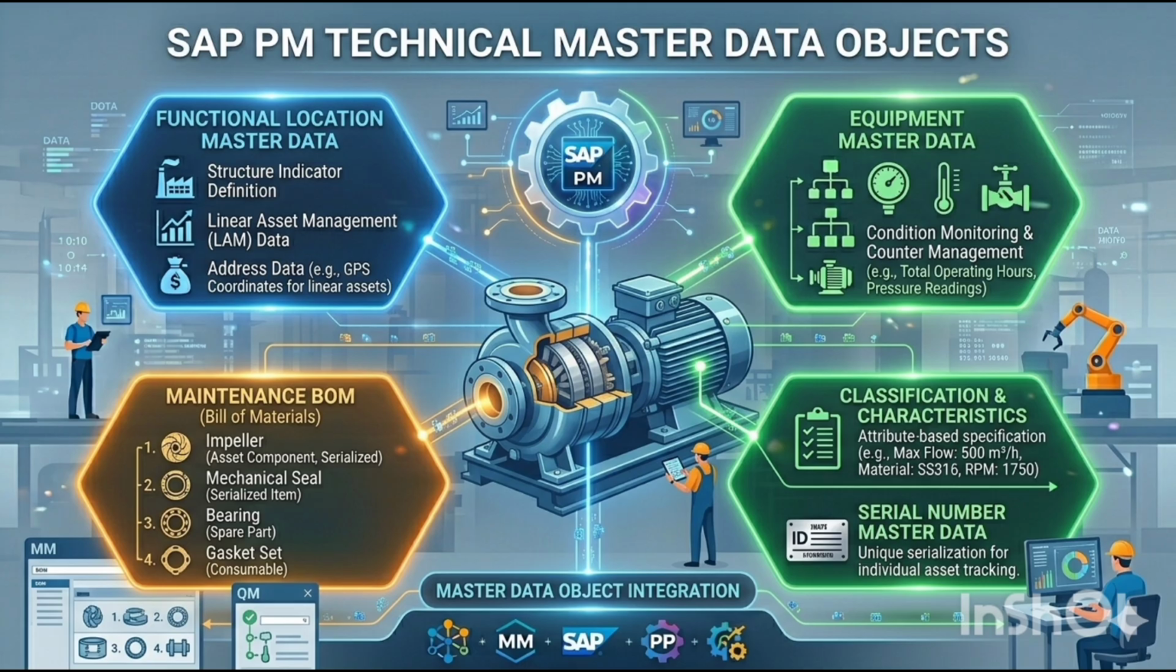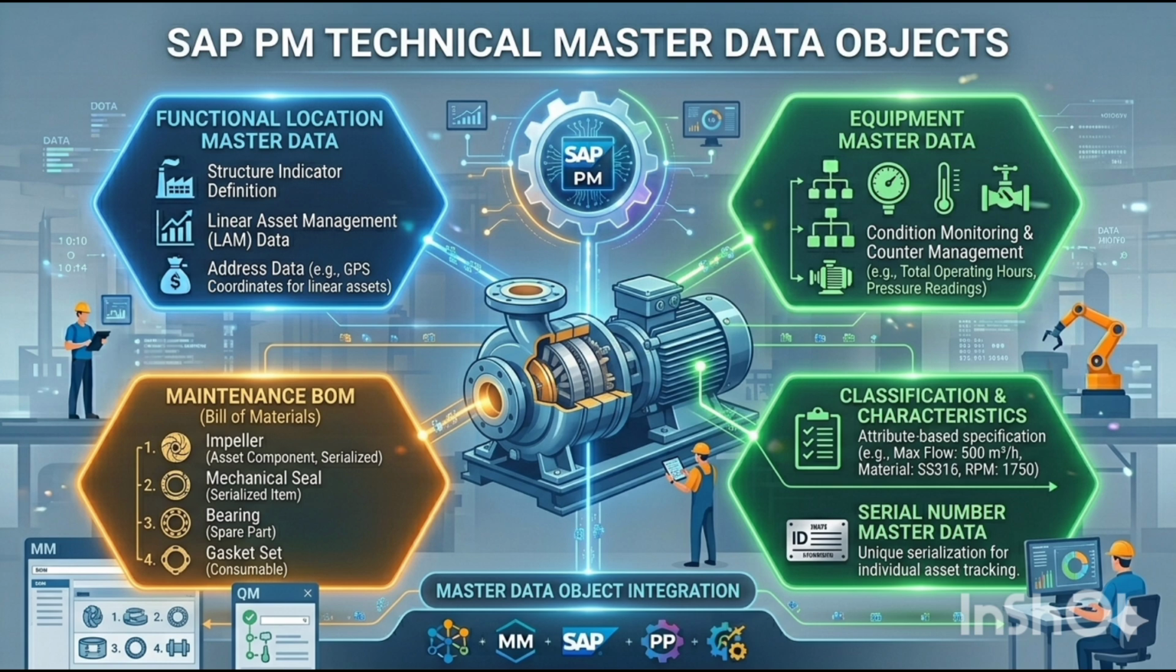Number one, functional location. It defines the spatial or functional structure of a plant, GPS coordinates or linear asset data. Equipment master. It focuses on individual assets, tracking condition, monitoring, and counters like operating hours. Maintenance BOM. A hierarchical list of spare parts and assemblies such as impellers and bearings. Classification and characteristics allow for attribute-based specifications such as material SS316. Serial number and master data provides unique identification for tracking individual asset history and movement.